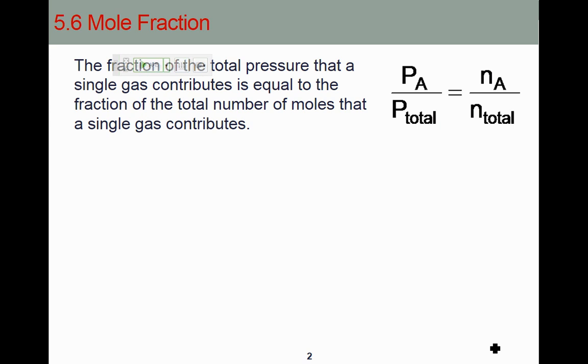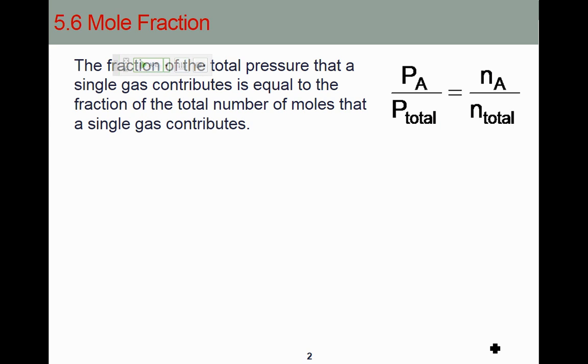So we're going to start with mole fraction. If we know that our moles and our pressure are related, we can get a mole fraction. So the fraction of the total pressure of a single gas contributing to a mixture, and we're still talking about a mixture here, is equal to the fractional number of the moles that a single gas contributes. So what does that mean? That means that, let's say, if I have a mixture, but I have more moles of helium than I have moles of my other stuff, then the moles of helium are going to contribute to pressure in that ratio.